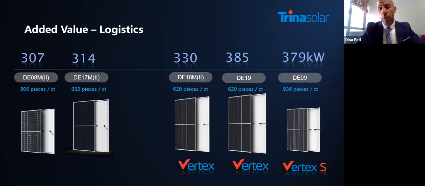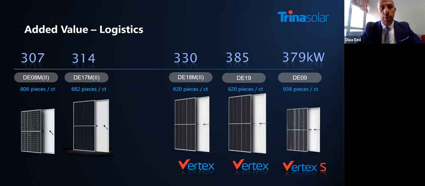The DE09, which is our Vertex S, is a small module. And as I said, I will speak about it today, but I will just give more briefly and technically about the application and about the module itself in our next webinar on 16th of March. So it's having 379 kilowatt because it has 936 pieces per container. So this is the real figures. This is the real numbers.